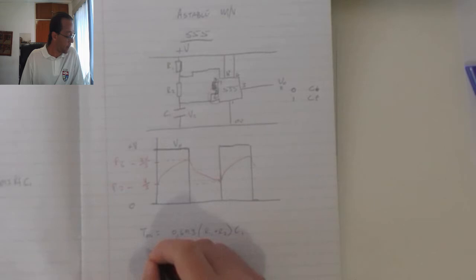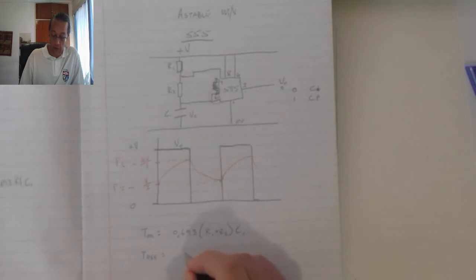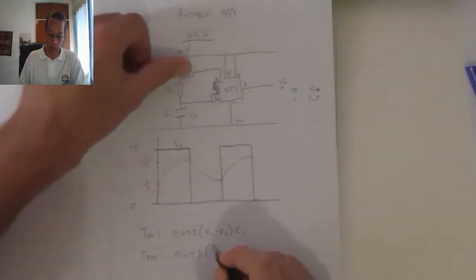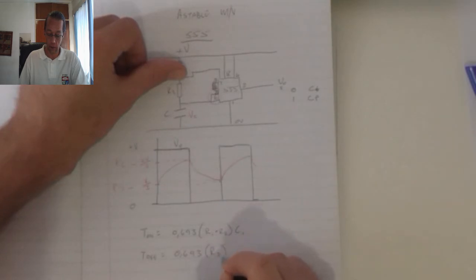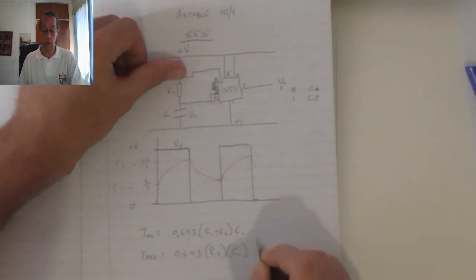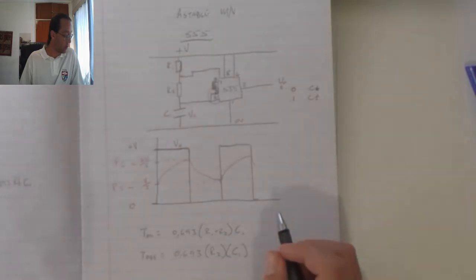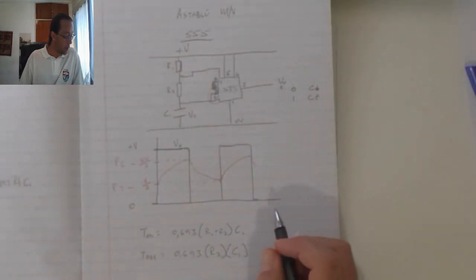That's the on time. To calculate the off time, I use the formula 0.693 multiplied by R2 multiplied by C1, because it only discharges through R2.